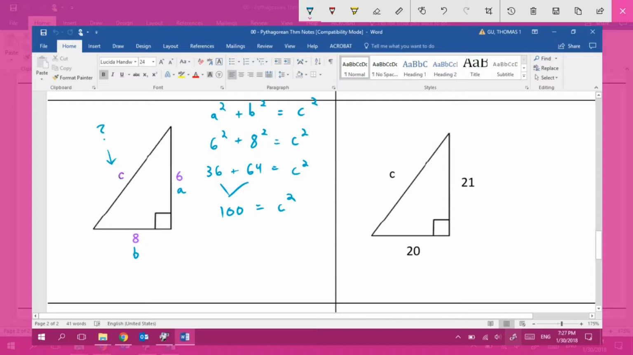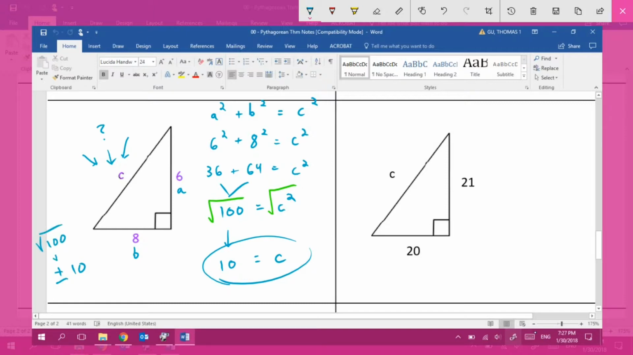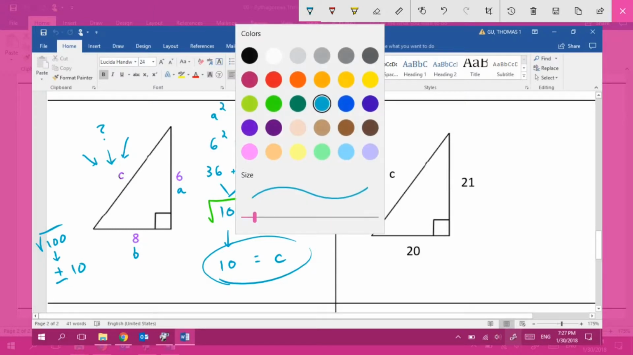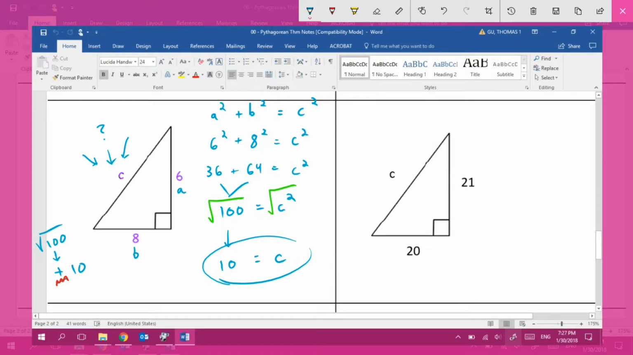Now, am I looking for C squared? Does this side say C squared? No, this side says C, so I need to get rid of the squared sign right here. How would I do that? I take the square root of both sides, and that would give me that C equals 10. Technically, that would be plus or minus 10, remember? But since we're looking for the length of a side, it's not going to be a negative length. That just makes no sense. So it's going to be 10 equals C. That's how you use the Pythagorean theorem.